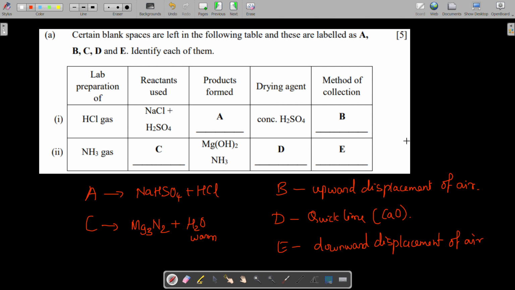How to remember? HCl is heavy. So if you leave HCl gas in a jar containing air, it will settle down and the air will go up. That's why it is upward displacement of air. Ammonia gas is lighter than air, so if you do it like this, ammonia will escape. So you have to take an inverted jar. When you pass ammonia here, ammonia is lighter, so it will stay here and air will go out like this. So air is coming down, which means it is downward displacement of air.